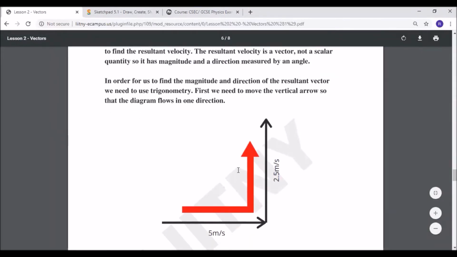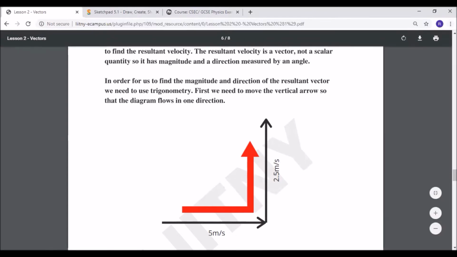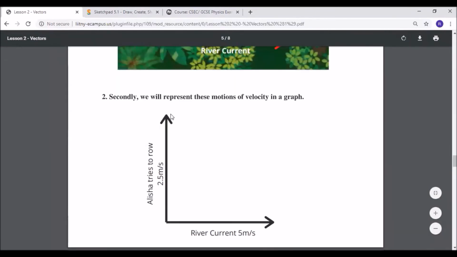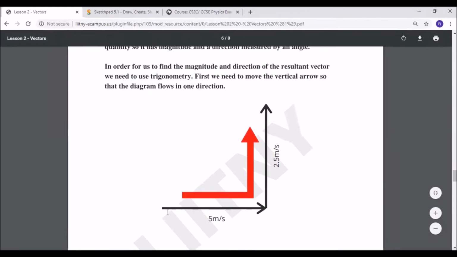So the first thing we need to do in order to find the magnitude and direction of the resultant vector is to set the vertical arrow. As you can see up here, the arrow is over this side. But the first thing we need to do is set this vertical arrow so that the direction of the arrow is flowing. So it moves from here to here. So instead it will look like this. But the magnitudes remain the same. So Alicia is rowing across the river at 2.5 meters per second, and the river is traveling at 5 meters per second.